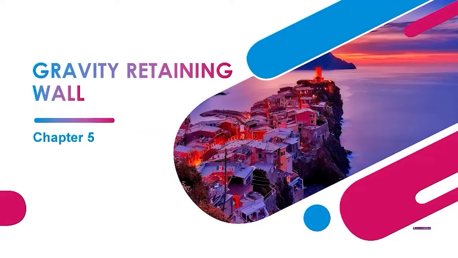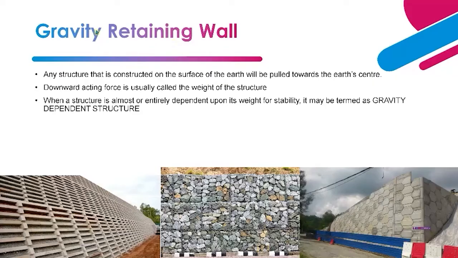This is chapter 5, gravity retaining wall. Firstly, you have to know what a gravity retaining wall is. Any structure that is constructed on the surface of the earth will be pulled toward the earth's center. Anything, any structure, so maksudnya apa-apa je, because of ada downward acting force yang dipanggil weight of the structure, and also ada gravity acceleration. So when a structure is almost or entirely dependent upon its weight for stability, it may be termed as a gravity dependent structure.